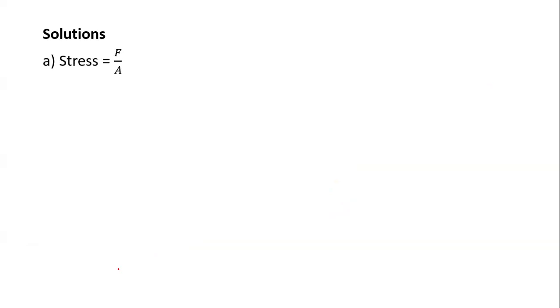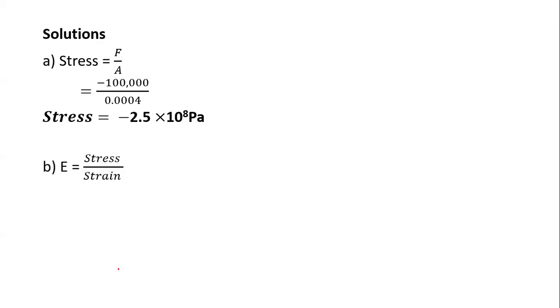Part A, we're looking for the stress. Stress is force over area. The force was negative 100,000 divided by the area, which is 0.0004. How many zeros? 3? 0.0004. You enter that in your calculator, your answer comes out as negative 2.5 times 10 power 8 Pascal, or times 10 power 8 newtons per square meter. That is your stress.